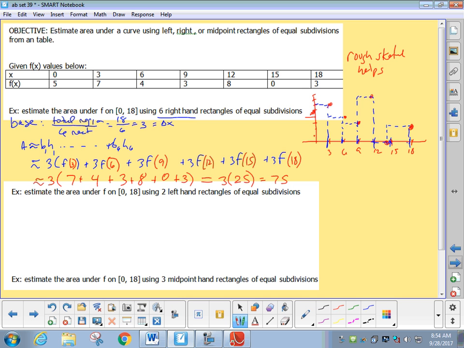Are there units? What's that? Are there units? Good question. There will be, but not yet. That's an excellent question. Okay, so 75 is my estimate. Pretty cool.